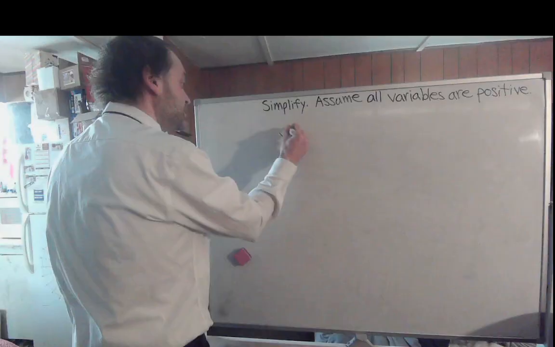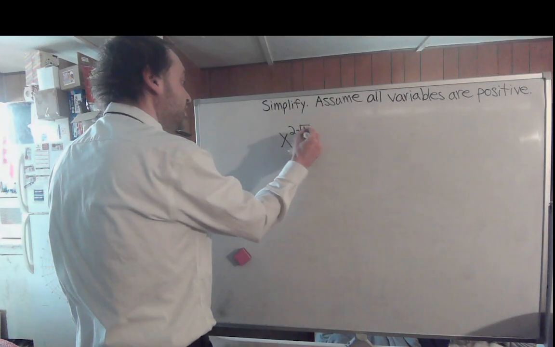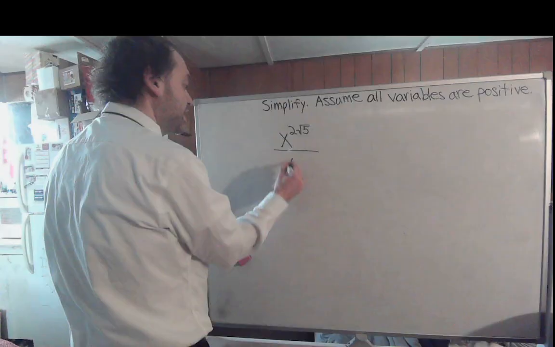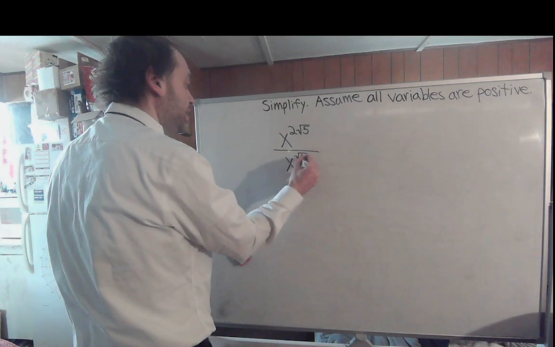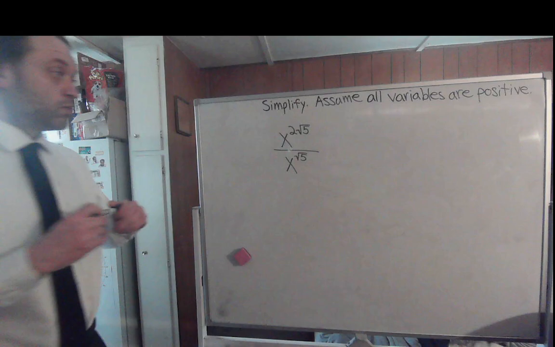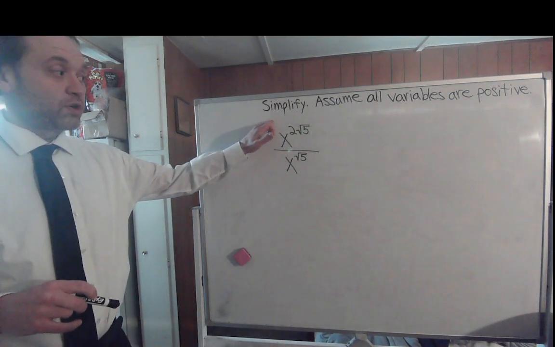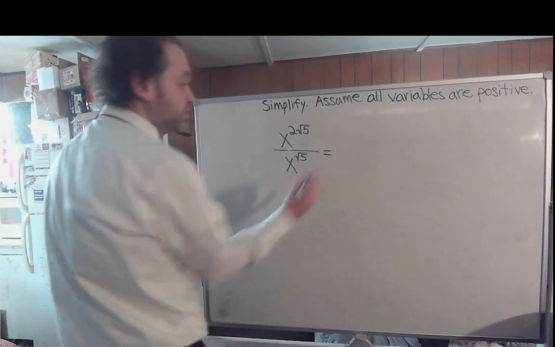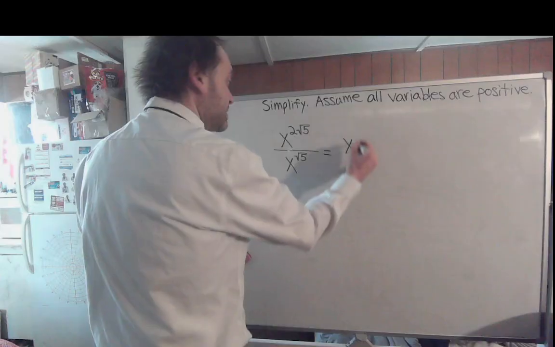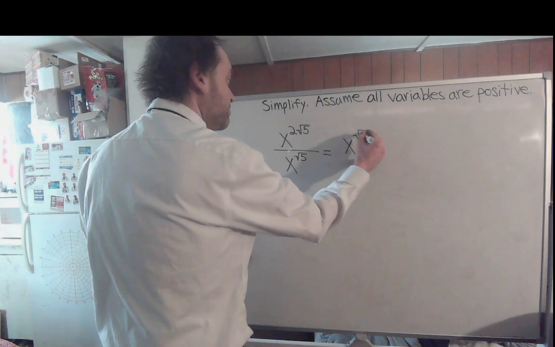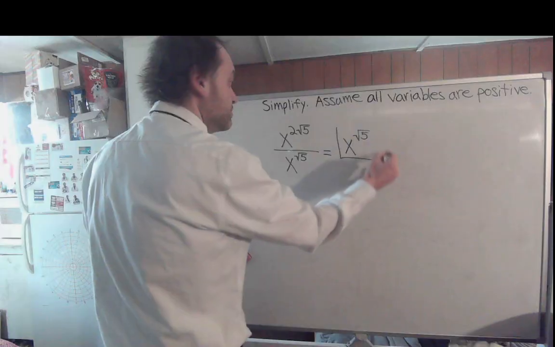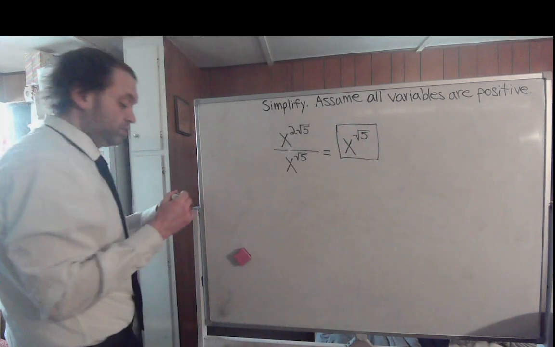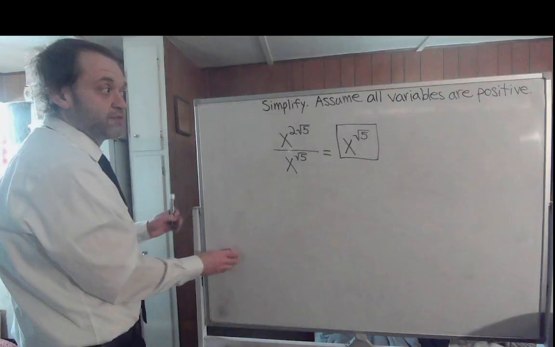You'll have x to the 2 times square root of 5 divided by x to the square root of 5 power. Well, definitely 2 times the square root of 5 is greater than the square root of 5, so if you just subtract the powers, you would end up with x to the square root of 5 power. And that's the best we could do to simplify this. You'll get x to the square root of 5 power.